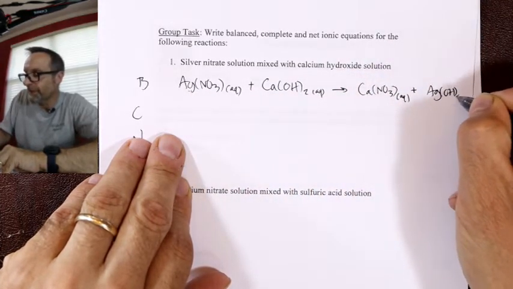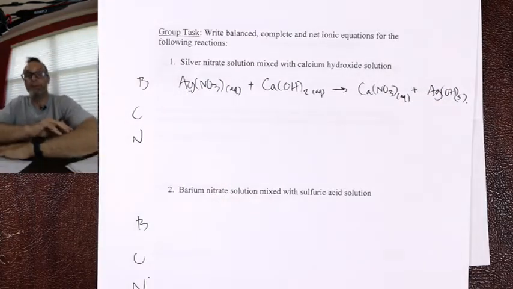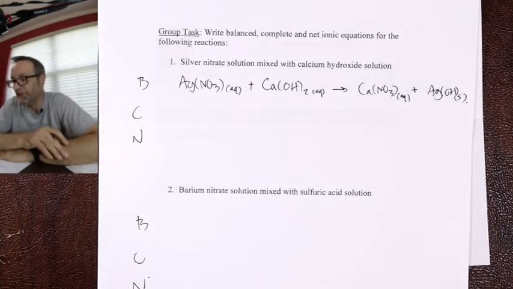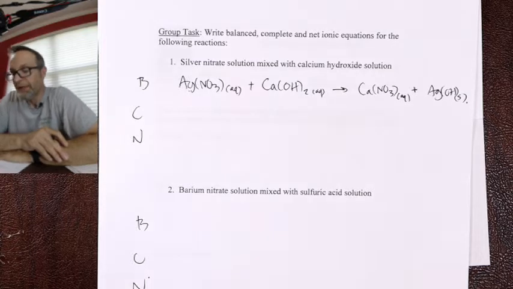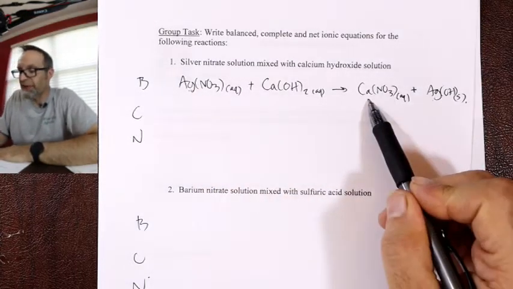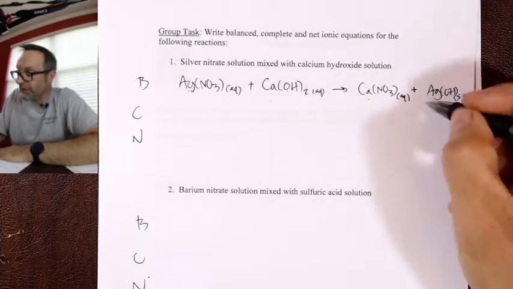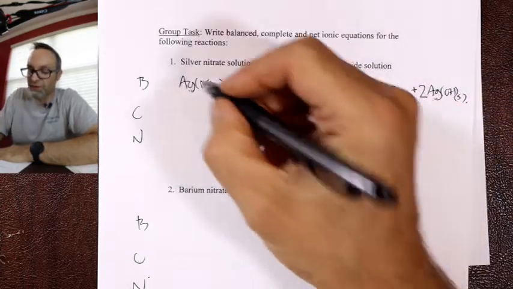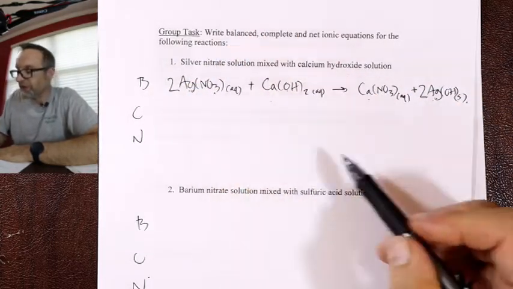And hydroxides, if you remember, are generally solids. We saw silver hydroxide earlier as an example, as a solid. Is it balanced? No. I got one silver, one calcium, one calcium. Oh, two hydroxides, two silvers, two nitrates.